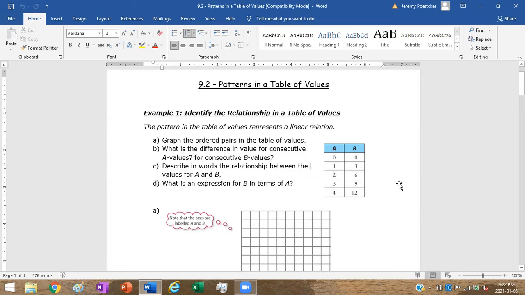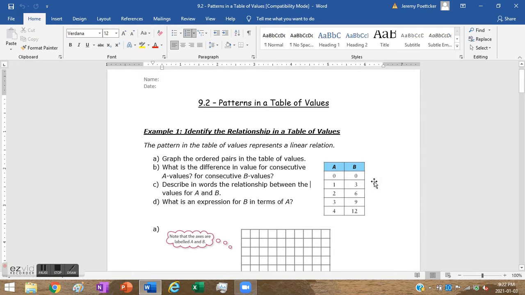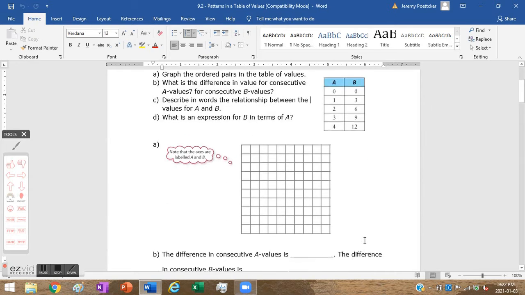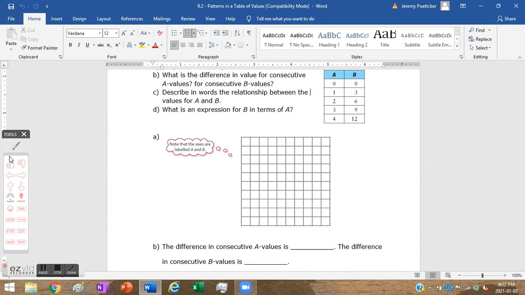All right, so we're going to take a look at 9.2, patterns in a table of values. Mostly it's pretty straightforward stuff. In this case, we're doing real simple, just calling it A and B. Convention is the first column always goes on the bottom of the graph, horizontally across the bottom, and the second column goes up the side.